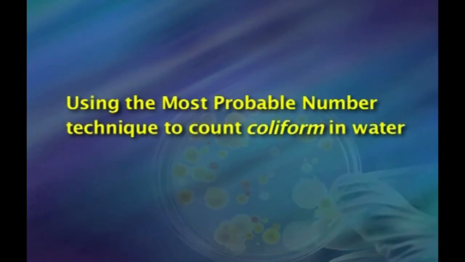Using the most probable number technique to count coliform in water. In water, only a few coliform per liter can represent a potential health hazard. In this situation, the concentration of cells is too low to count with a standard plate count. No cells may be present within any particular 1 ml sample. The most probable number technique is one solution to this problem.